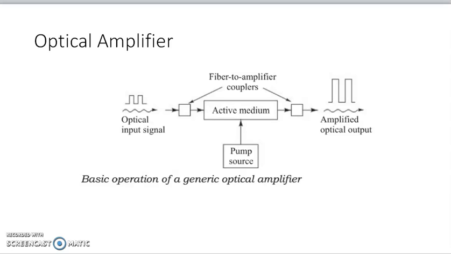So the incoming photon, that is from the optical input signal, stimulates a cascaded effect in which many excited electrons emit photons of equal energy as they drop to the ground state, and which results in optical signal amplification.